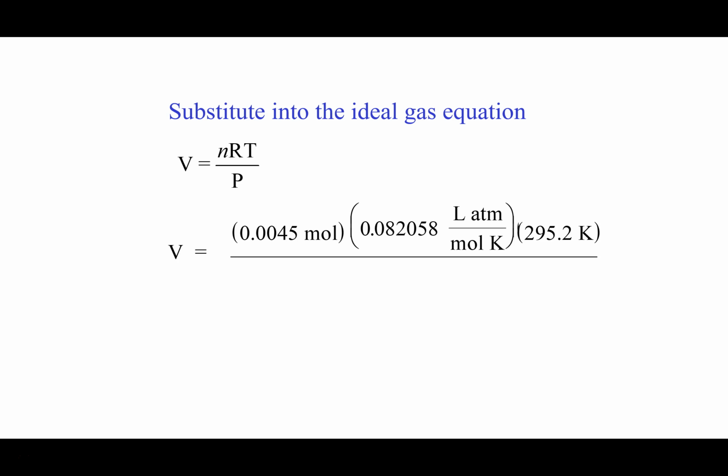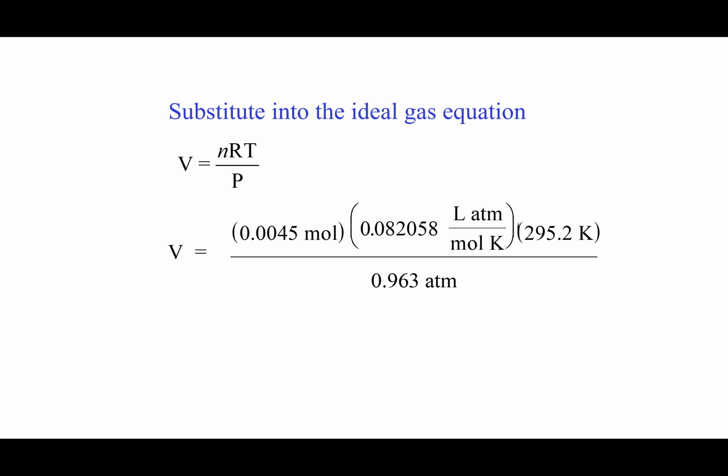I would also put that over 1. So I clearly see the units of Kelvin will cancel here. So now we only have units of liters atmospheres in the numerator. In the denominator, we're going to put that 0.963 atmospheres. And now that will allow my atmospheres to cancel. I have units of liters. So this has worked out just great.